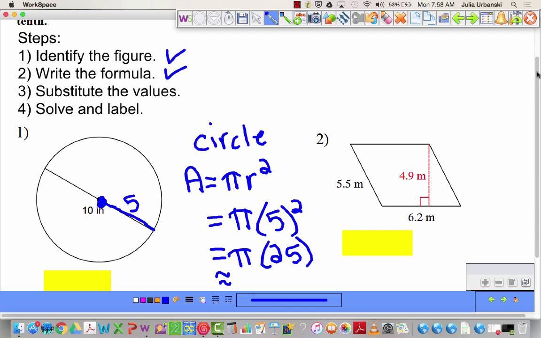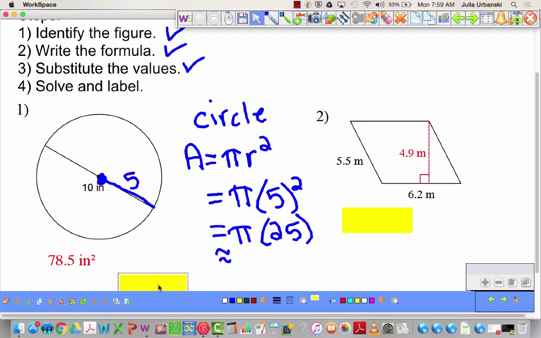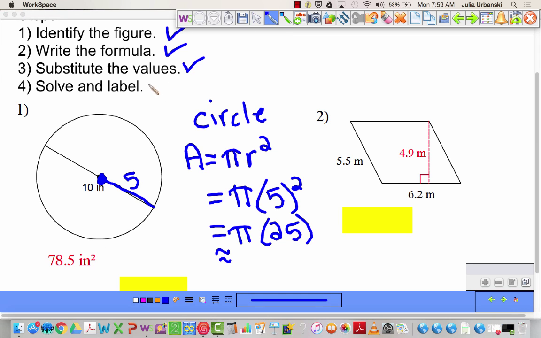All right, so then what do we get? 78.398. Okay. Unless told otherwise, we're going to do it to the nearest 10th. Is it 78.5? Yeah. Is it inches squared? Yeah. Okay, make sure you label it. Solve and label. Starting tomorrow, we're going to have to identify this shape and use it in 3-dimensional figures. So you have to be really good at working with this shape.